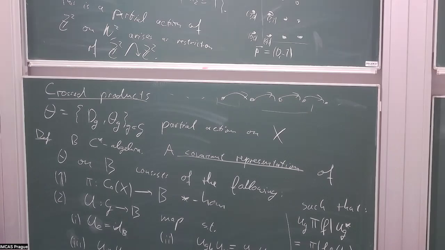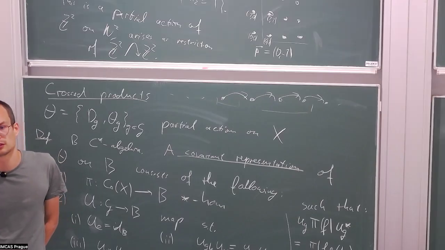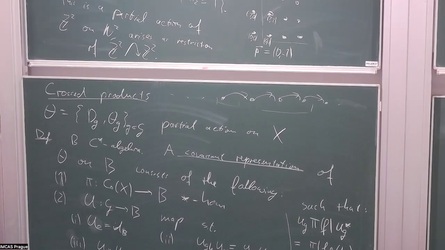I have a question. How is this semi-direct product constructed? Is the idea always that you take L2 functions on this locally compact Hausdorff space and shift operators induced by the partial action? That's a great question.